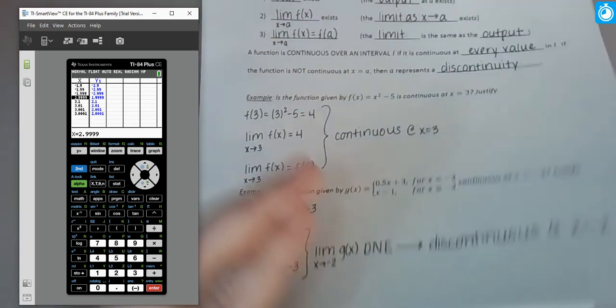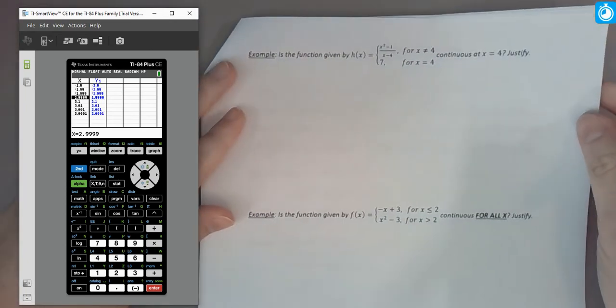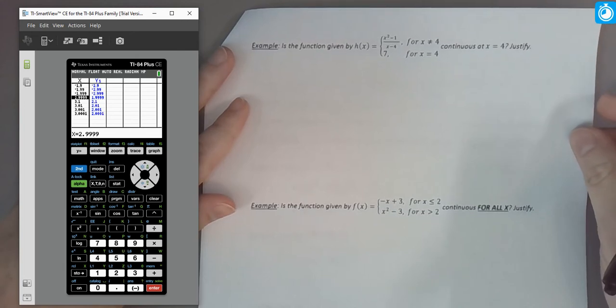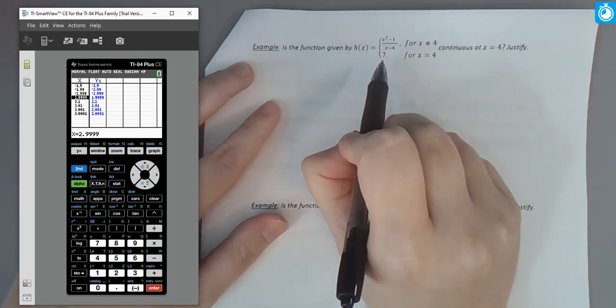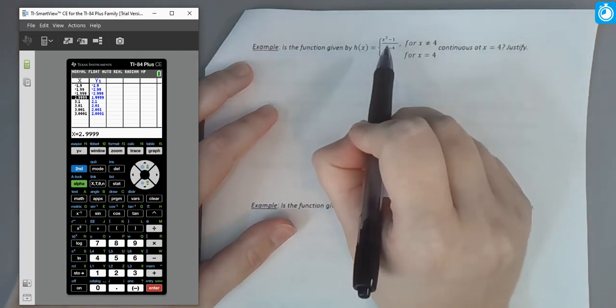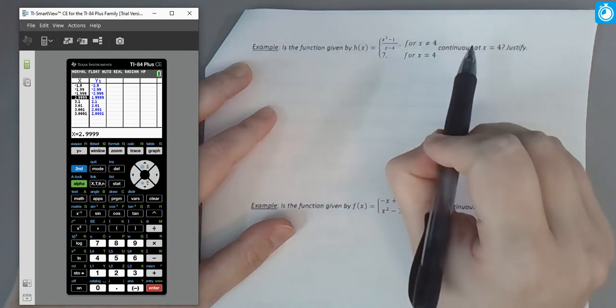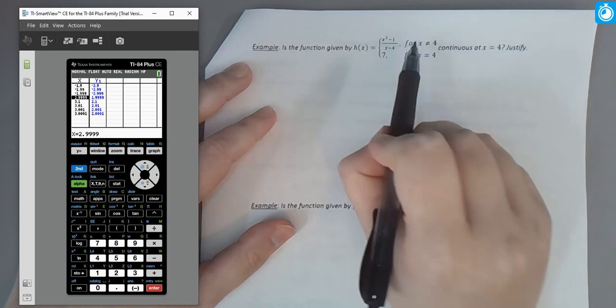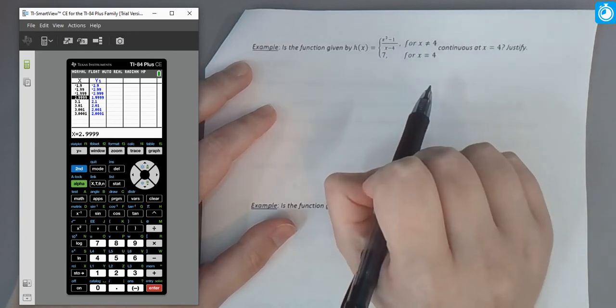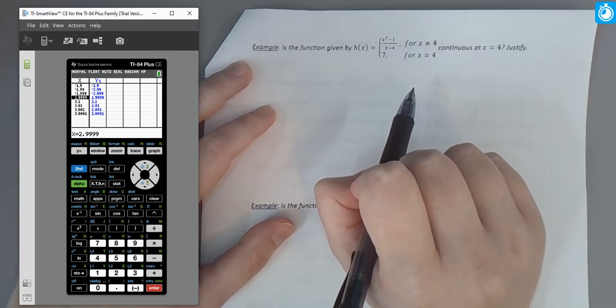Okay, let's look at another one. Another piecewise function, a little bit more complicated. One of the rules is just a constant. The other rule is a rational function. So we want to know, is this function continuous at x equals 4, again, where we have that break, where we have the potential for a discontinuity.